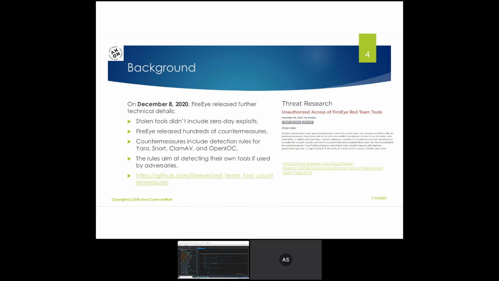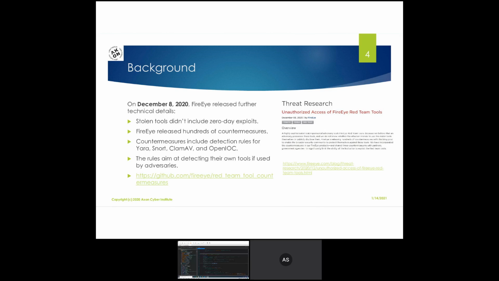And that is the good thing about FireEye. They immediately released some countermeasures. So they have developed some indicators of compromise, some IOCs, which are publicly available on GitHub, and you can download them and check them. And the URL is available here on the screen. They have IOCs for Snort, for Yara, for ClamAV, and so on. So you can detect FireEye tools if they are used by a threat actor, by some adversary or some attacker.